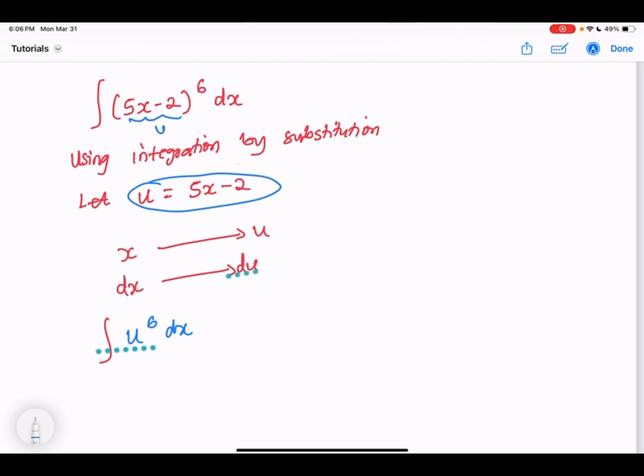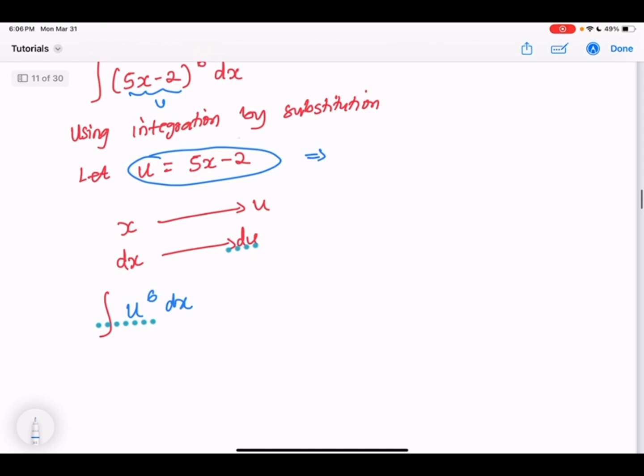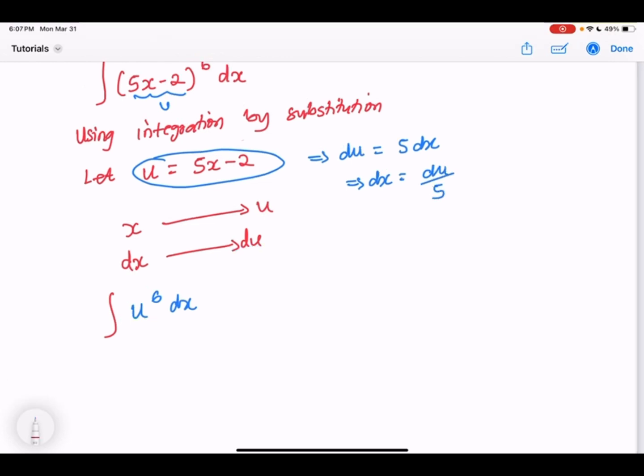So we have u equal to 5x minus 2. Then du will be 5 dx. Now let's make the x the subject. So the x will be equal to u on 5.